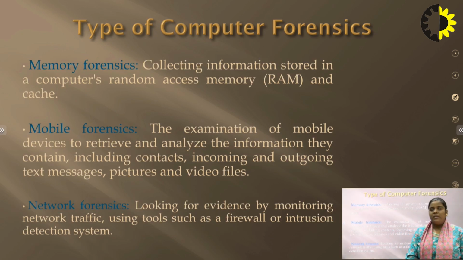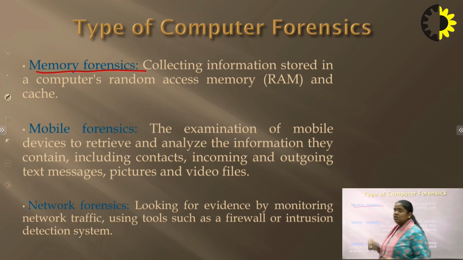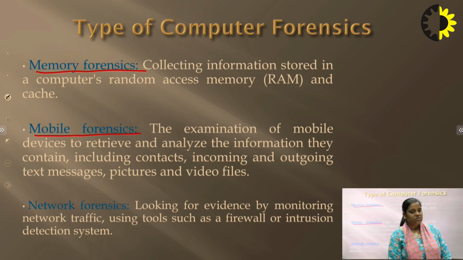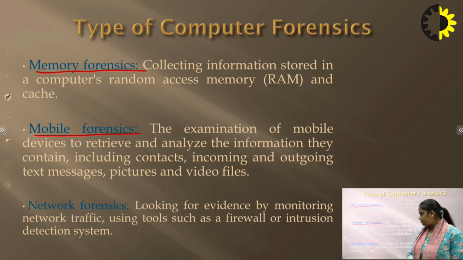The fourth one is memory forensics. In memory forensics, we collect data related to the computer RAM and cache memory. In mobile forensics, we collect sender and receiver text messages and their mobile activity patterns, to analyze forensics related data. And in network forensics, we collect data about the firewall or intrusion detection system, to identify the whole architecture of the particular system.